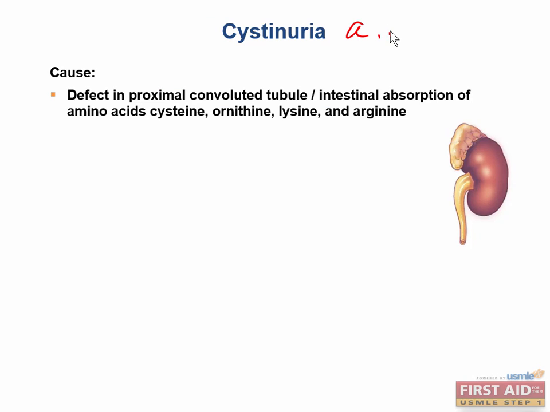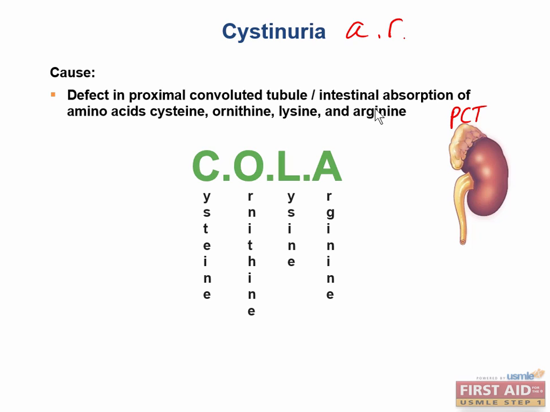Cystinuria is an autosomal recessive defect in the proximal convoluted tubule or intestinal reabsorption of the basic amino acids, which include cysteine, ornithine, lysine, and arginine. I like to remember these amino acids using the memory aid COLA. I like to take it even a step further and remember it by Coca-Cola, where the first and the last letter of Coca is the same as cystinuria.